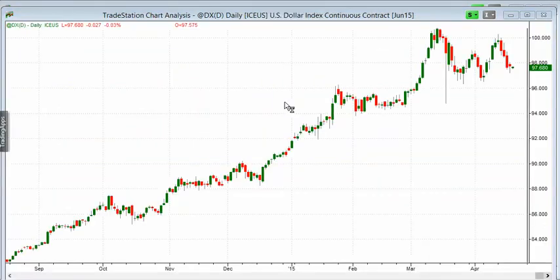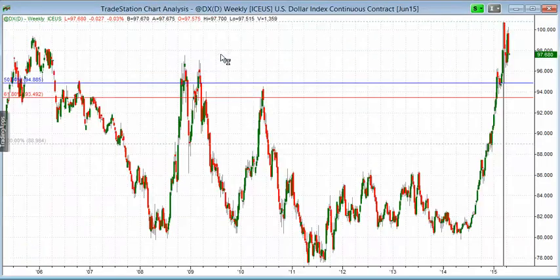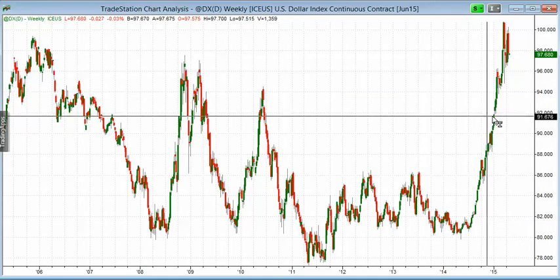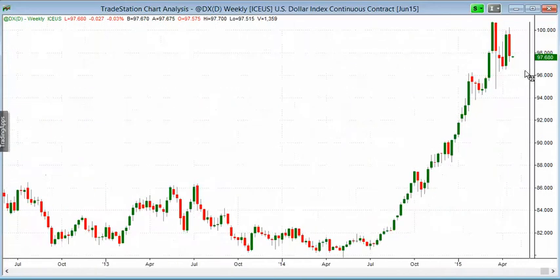Okay, moving to the dollar index. This market has kept moving higher, as we know, for a few months here, and then in the last month and a half it has been correcting here.